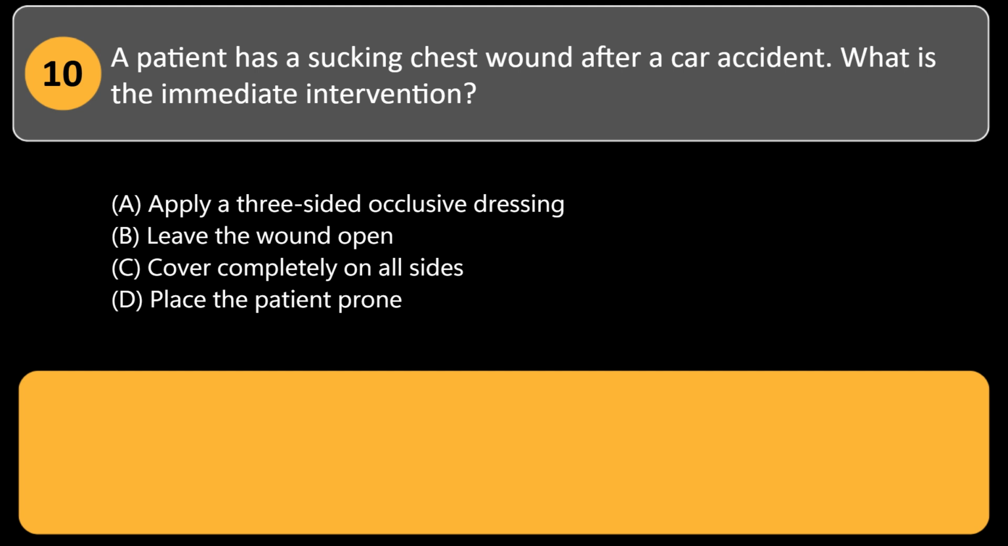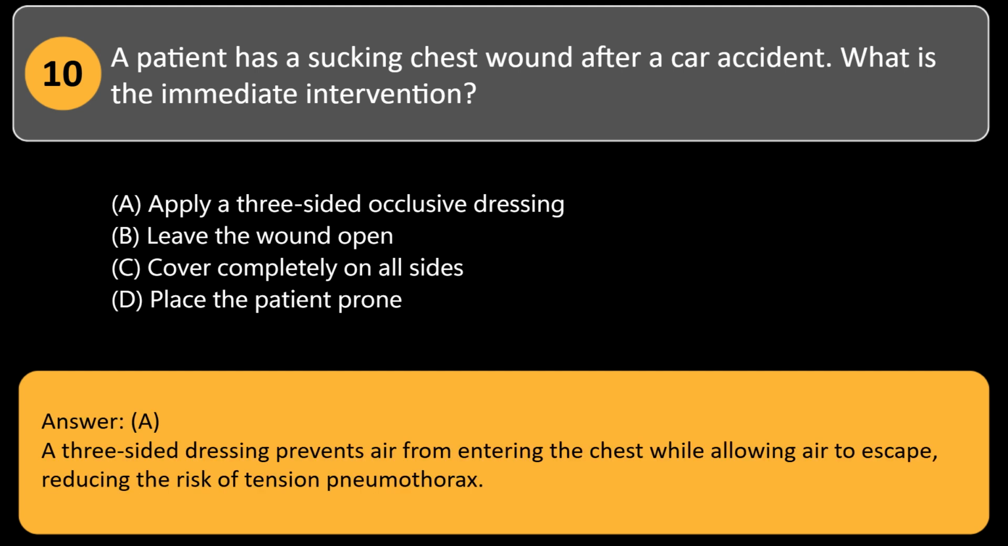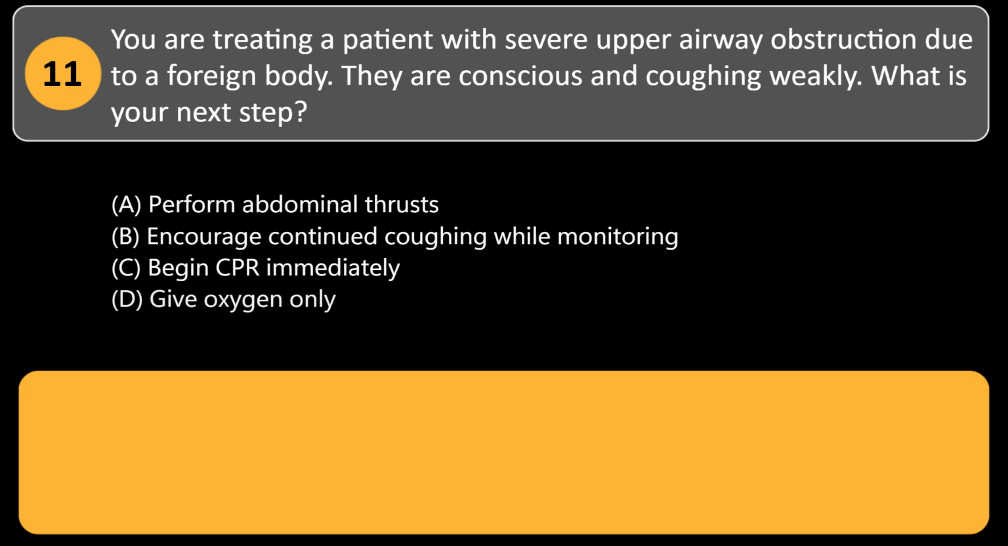Leave the wound open. C. Cover completely on all sides. D. Place the patient prone. Answer: A. A 3-sided dressing prevents air from entering the chest while allowing air to escape, reducing the risk of tension pneumothorax. You are treating a patient with severe upper airway obstruction due to a foreign body.